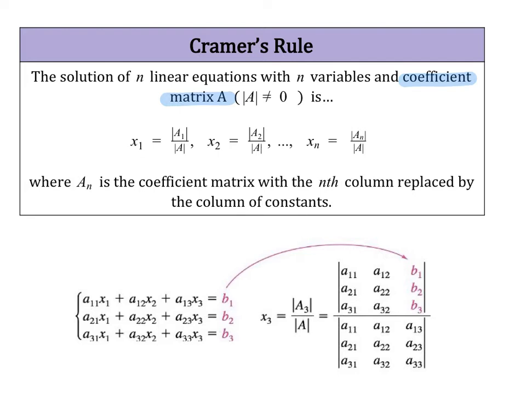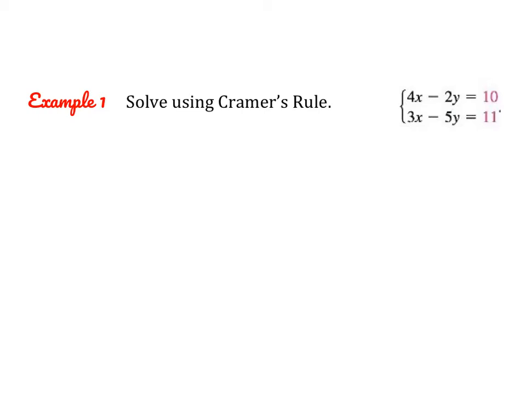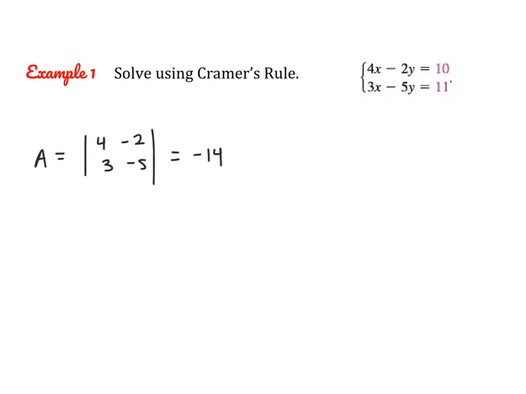This is definitely one of those things where it's easier to show rather than to tell. Let's try an example together. Here we just have a system of two variables. First we're going to set up our coefficient matrix. Our coefficient matrix is going to be 4, -2, 3, -5, and we're going to find the determinant of that. Here we have -20 minus -6, so it's going to equal -14, which means that we do have a solution. So we're going to continue on with this problem.